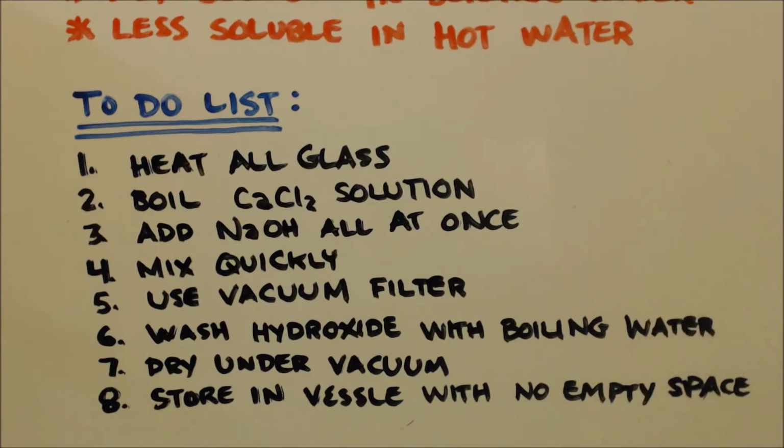So then after that, you would have to dry it under a vacuum. Because if you don't have it under a vacuum, or you don't get rid of the CO2 in the air, it's just going to make it into carbonate. And finally, you need to store it in a vessel with no empty space, or else put a vacuum on the container you put it in. But it's a lot easier just to fill the bottle all the way up to the top so there's no air in there. And then that way it should last a long, long time.